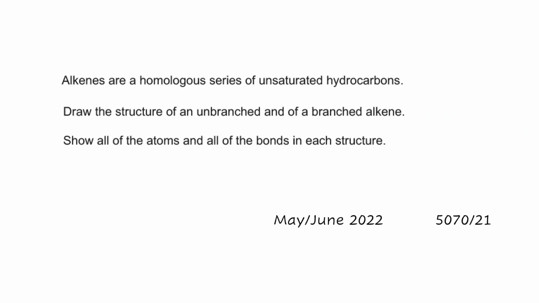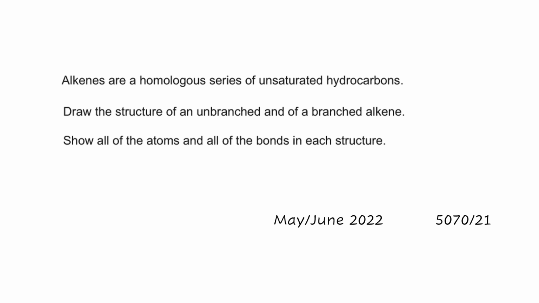This screenshot is showing a question about O-level chemistry. If you read the question thoroughly, you will get a clear idea of drawing the structure. First, the name of the homologous series, which is alkene, shows that 1 carbon-carbon double bond must be present. Second, unsaturated hydrocarbon shows only carbon and hydrogen atoms in the compound with a carbon-carbon double bond. Third, show all of the atoms and all of the bonds, means you will draw a displayed formula. We will discuss unbranched and branched structures in the isomerism topic.